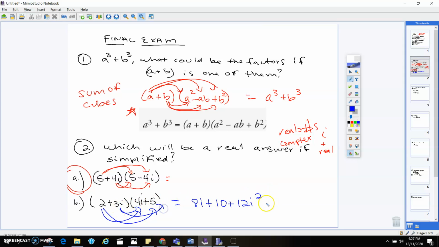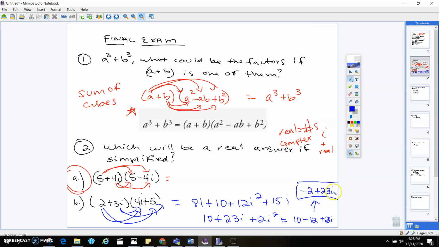And 3i times 5 is 15i. All right, so now we're going to combine our like terms. And so we've got 10 plus 8i plus 15i, which is going to give me 23i plus 12i squared. Okay, so now we're going to plug in negative 1 for i squared, just like what we did in the last problem. So this is going to give me 10 minus 12 plus 23i. And so that's going to give me, I'm sorry, this is a mess, negative 2 plus 23i.